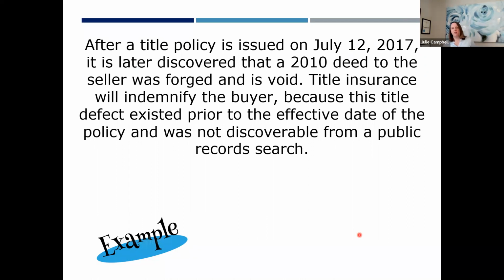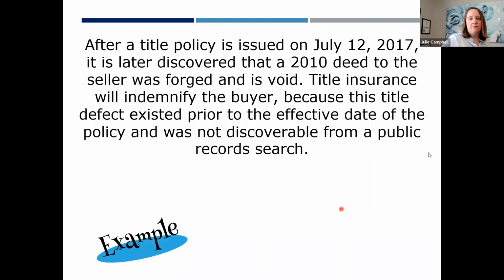Title insurance will indemnify the buyer because this title defect existed prior to the effective date of the policy, and it wasn't discovered from a public record search. The attorney can't determine from a public record search that a document had been forged. So in this case, when this is discovered, it doesn't matter how they find out. The fact is they found out, now we know, and title insurance will help the owner get this resolved at no expense to them.